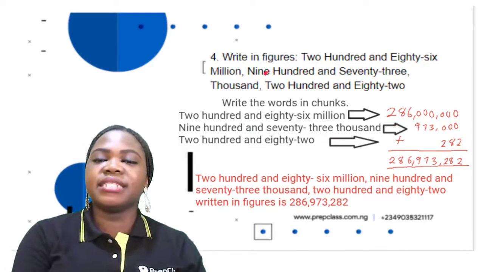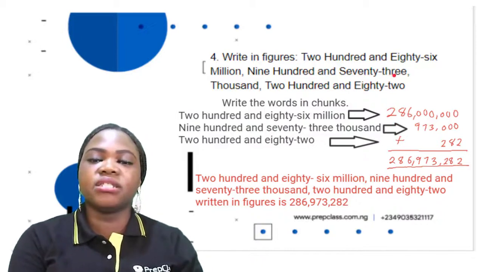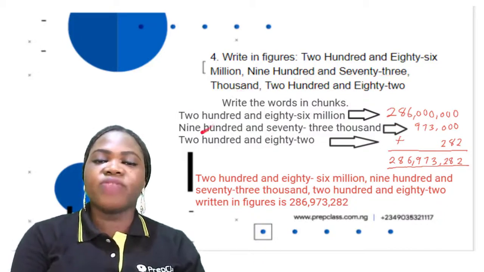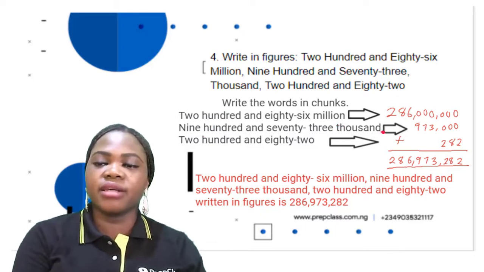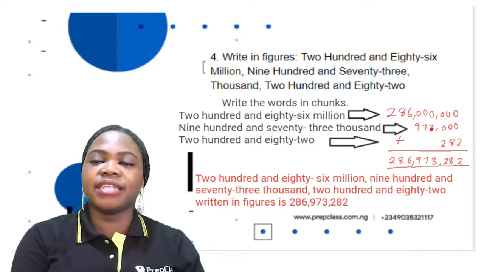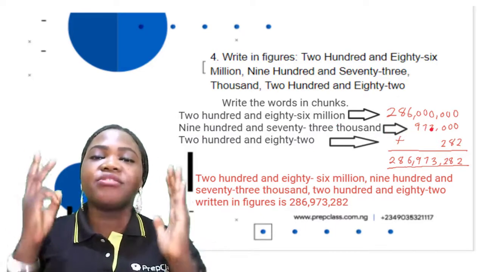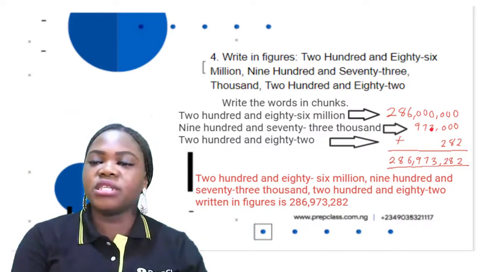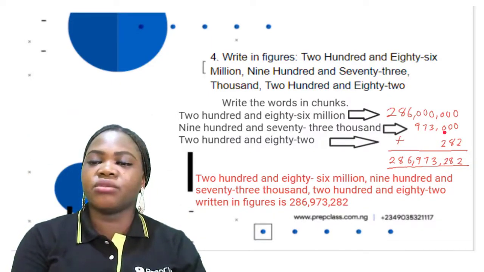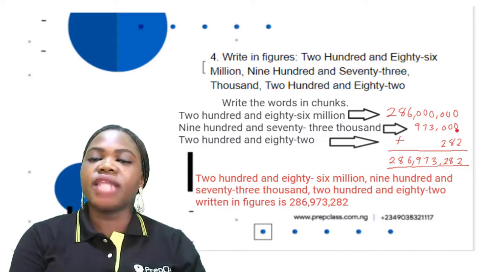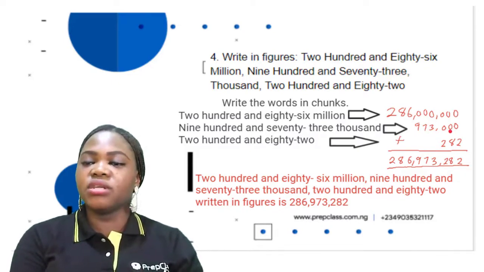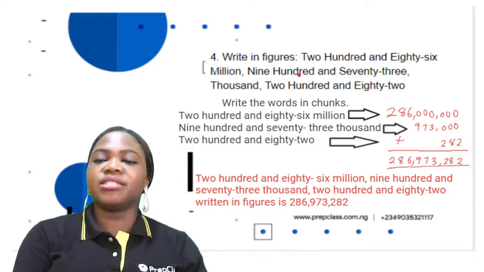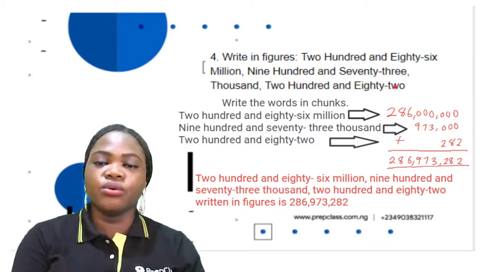Now the next part is 973,000. So let's write 973,000. So this is 973. 1,000 has 3 zeros. So let's put the 3 zeros after 973. 0, 0, 0. So 973,000 is 973,000. Now the last part is 282. So let's write 282.